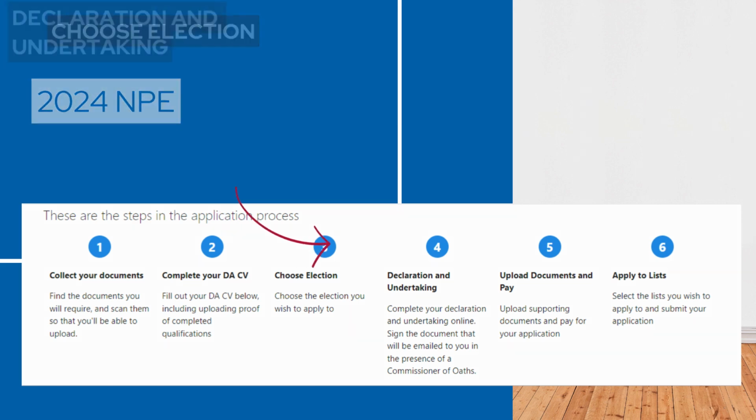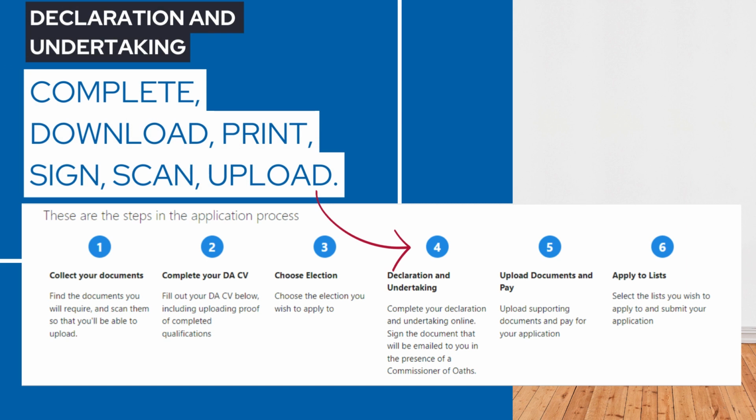The next part of the application is the declaration and undertaking. The declaration and undertaking are a list of yes or no questions which, in some cases, depending on your answer, you may have to elaborate on. This will be followed by a number of statements that you will have to confirm you agree to and understand.